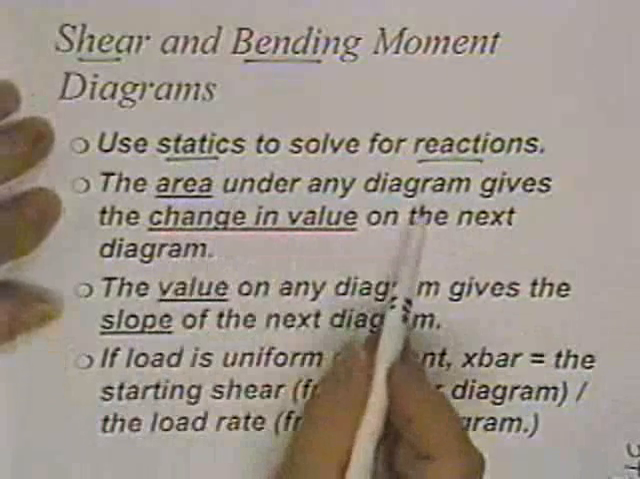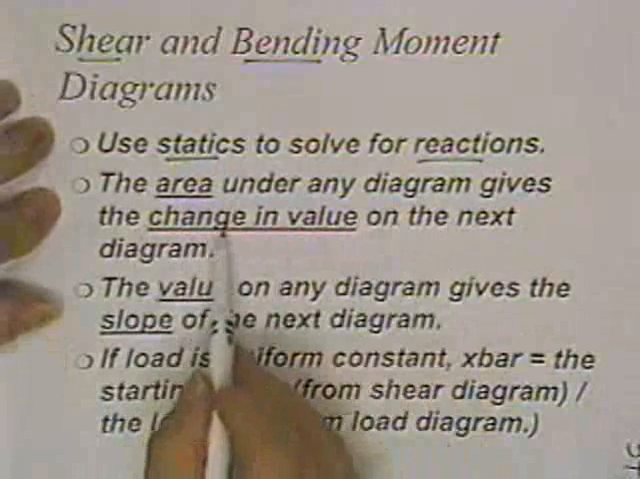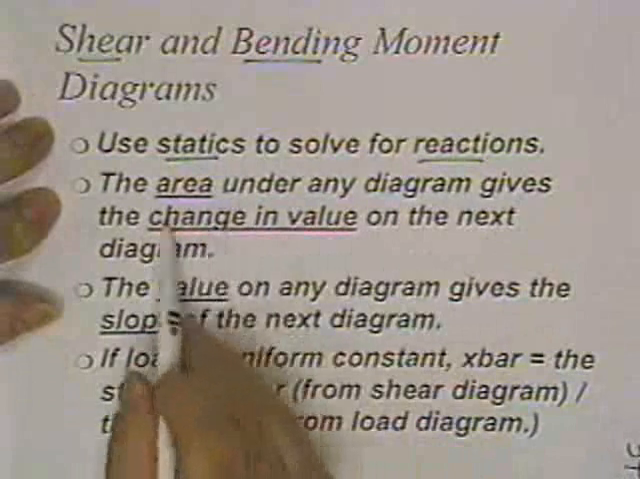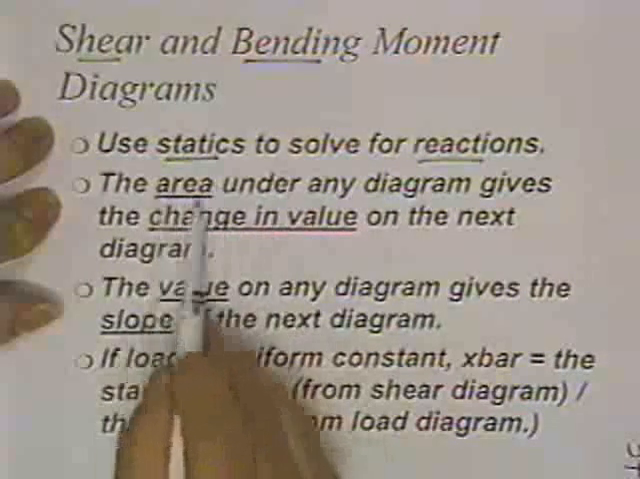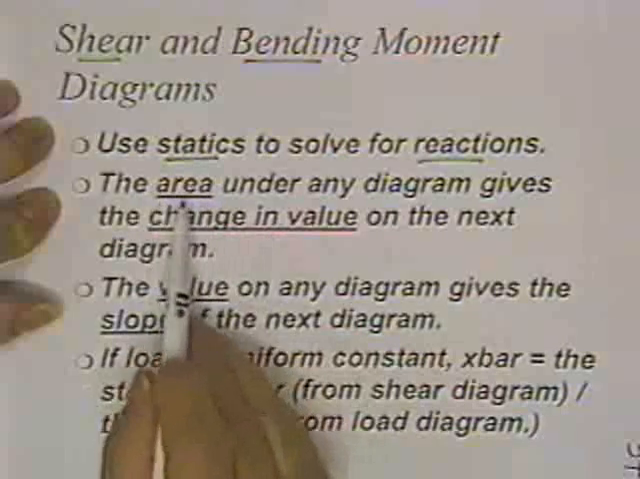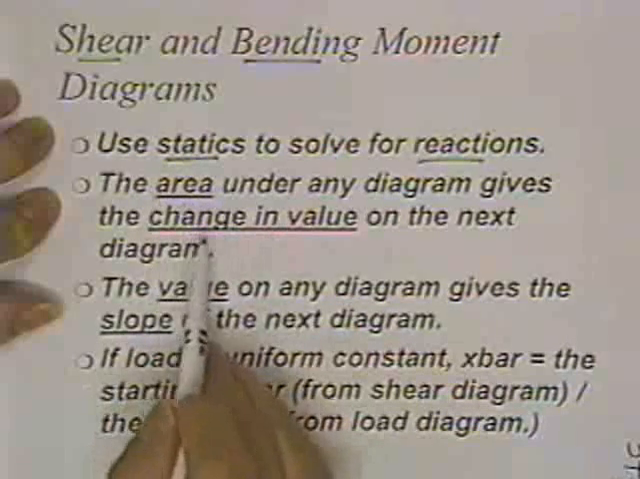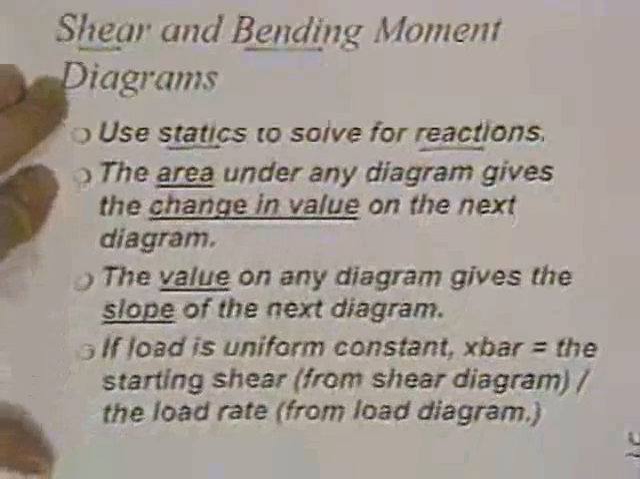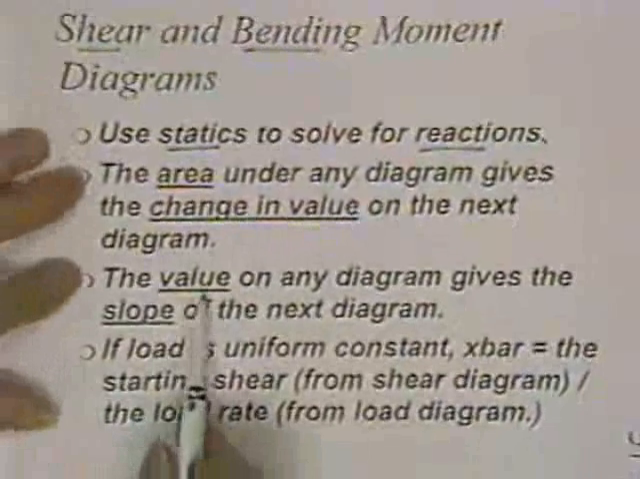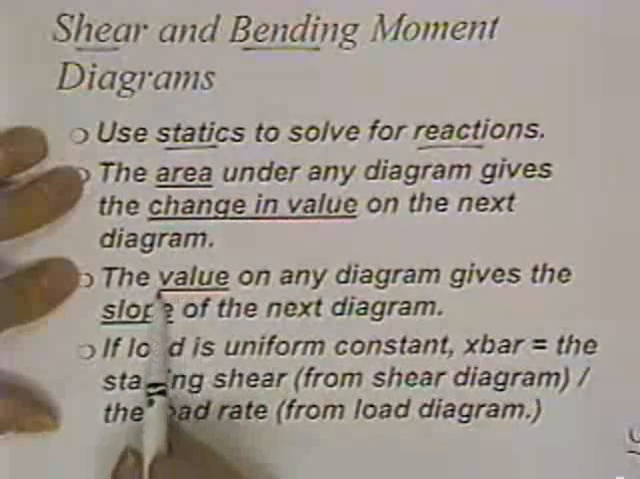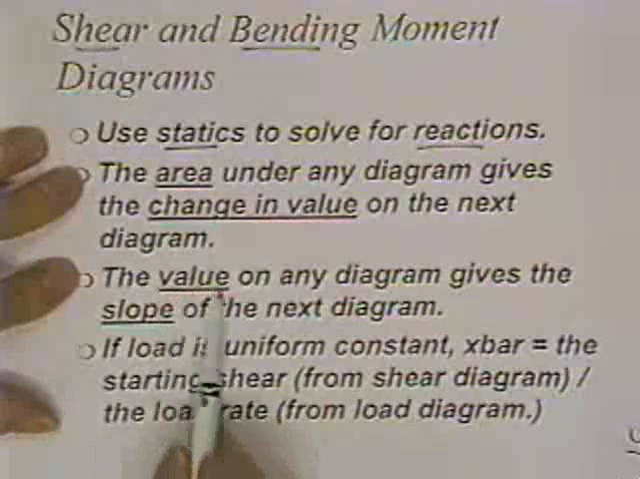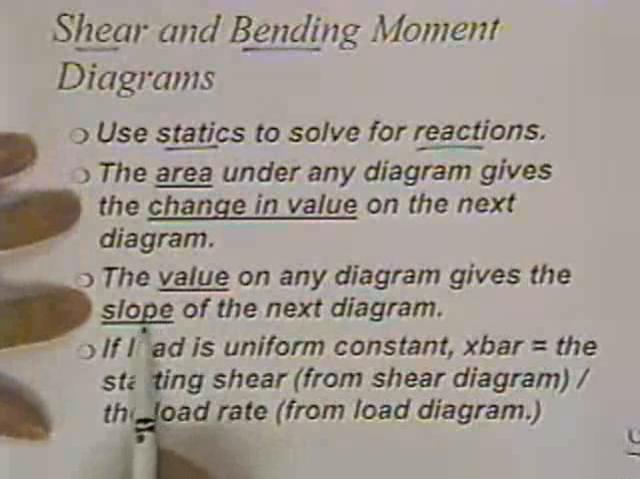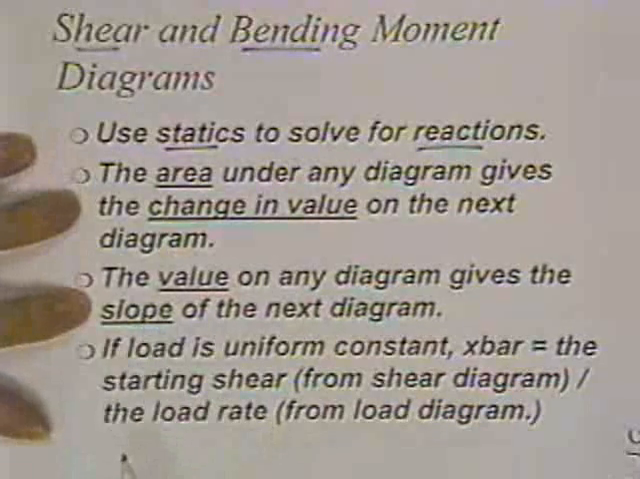The area under any diagram will give you how much the next value changes on the next diagram. You can integrate it, but that's basically what integration says. The area under any curve between any 2 points tells you how much the next value changes from its original value as you move across the beam. You can also, from the calculus, find that the magnitude on any diagram, how high it is on that diagram, gives you the slope of the next diagram.